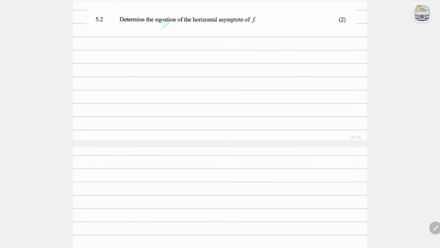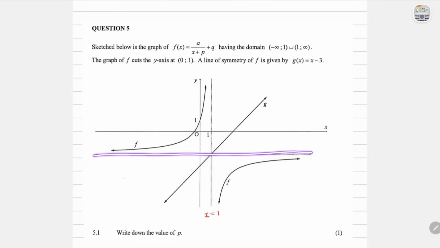Question 5.2 says, determine the equation of the horizontal asymptote of f. You see that that is this over here. Now, we would have been able to find this using the equation of this function, but the problem here is we don't have a and we don't have q. So you see that there are two things missing, meaning you need 2 points to be able to find this. In other words, you're trying to form 2 equations, and that will help you solve for 2 missing variables. But we don't have that.